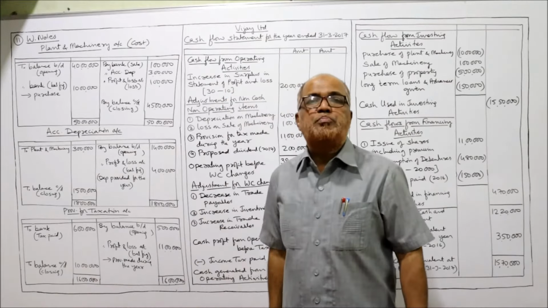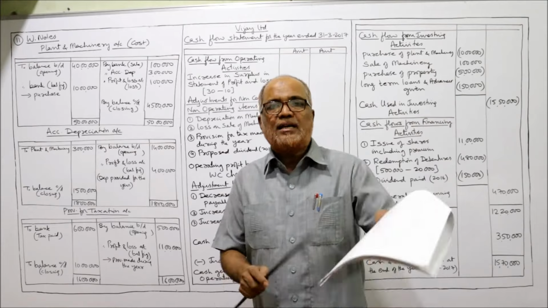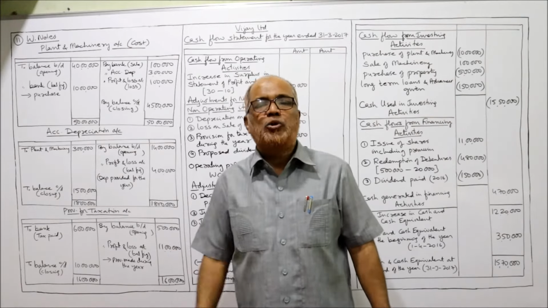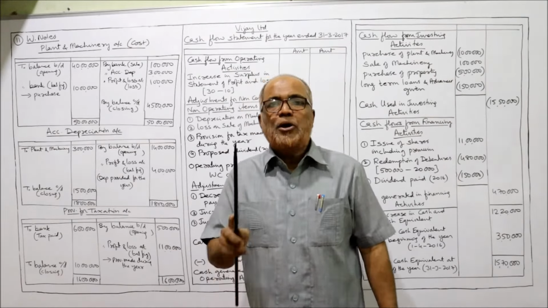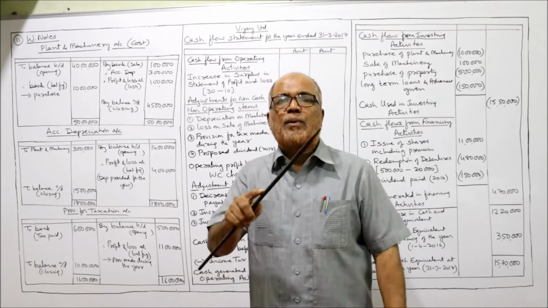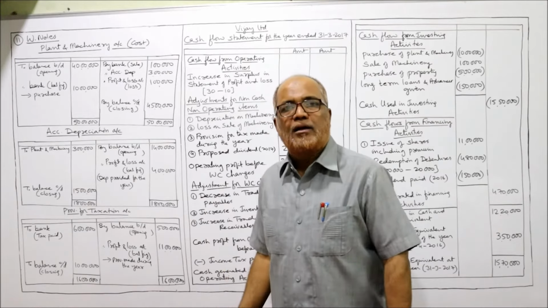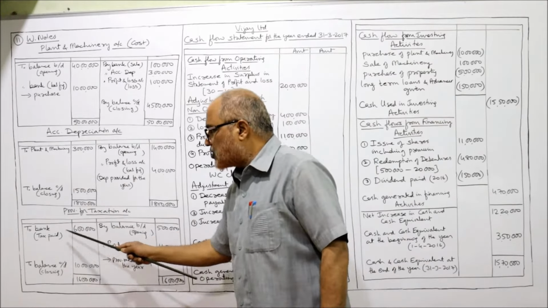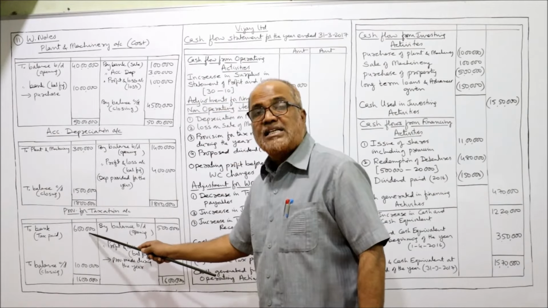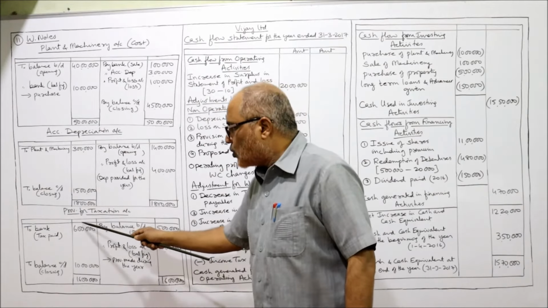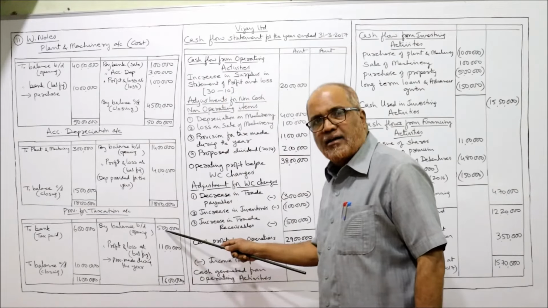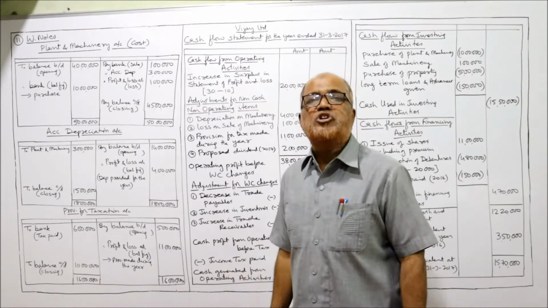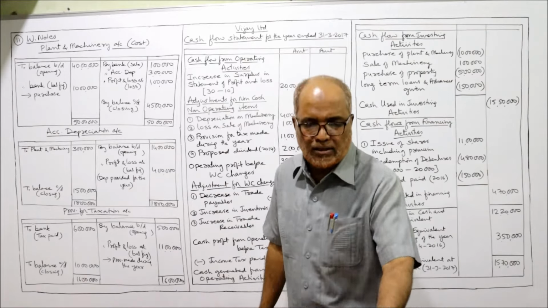Now income tax paid. The last sentence of the problem says income tax paid during the year 6 lakh. So the entry will be provision for taxation account debit to bank. When tax is paid, entry is provision for taxation account debit to bank. So on the debit side, to bank, tax paid 6 lakh. Now take the total on the debit side, 16 lakh. 16 lakh minus 5 lakh. So 11 lakh rupees is the provision for tax made during the year.